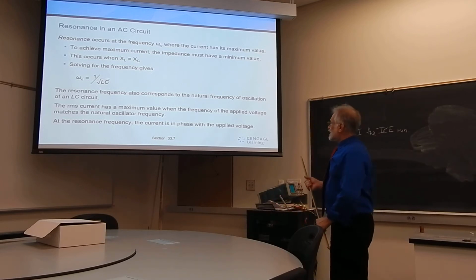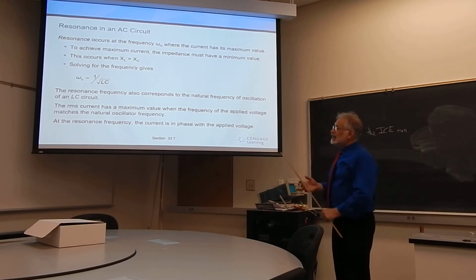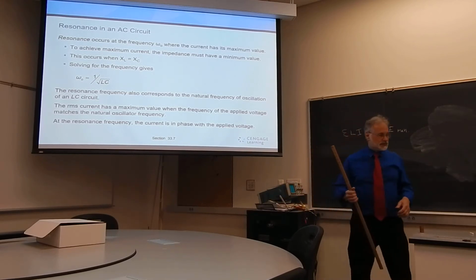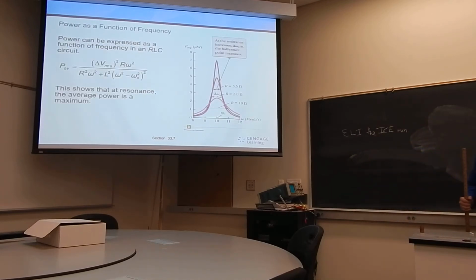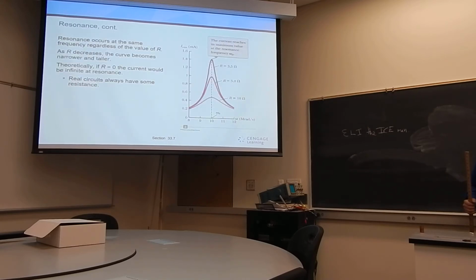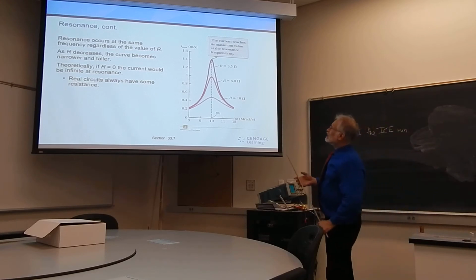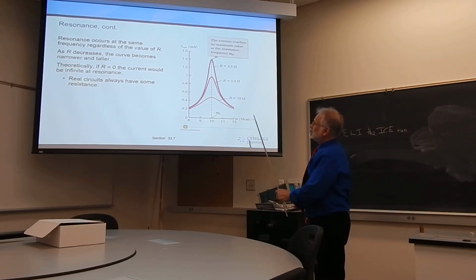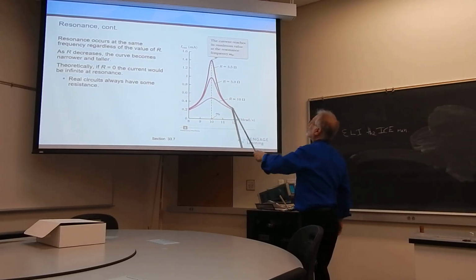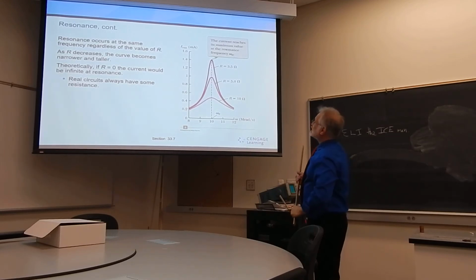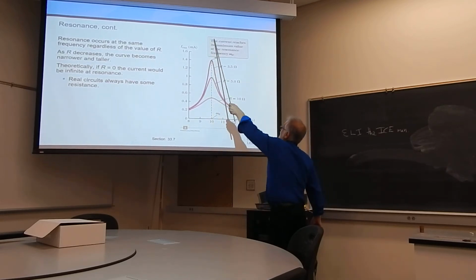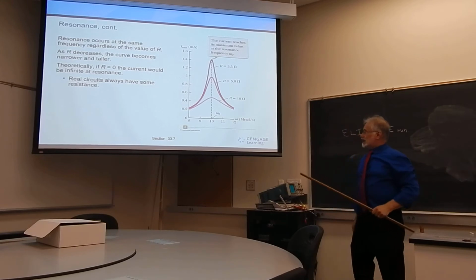So RMS current has a maximum value when the frequency of the applied voltage is equal to that natural oscillator frequency. We say that we have a resonance. And we can see that in the following case. Let me go back to it. We can look for resonances here. As the resistance decreases, the curve becomes narrower and taller for AC circuits until, of course, we can get the resistance down to essentially 0.